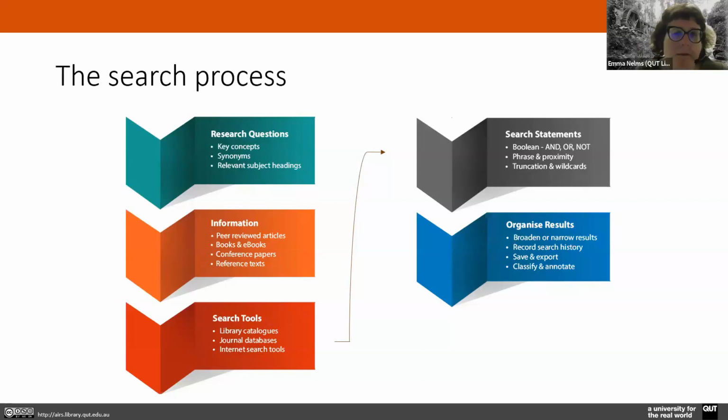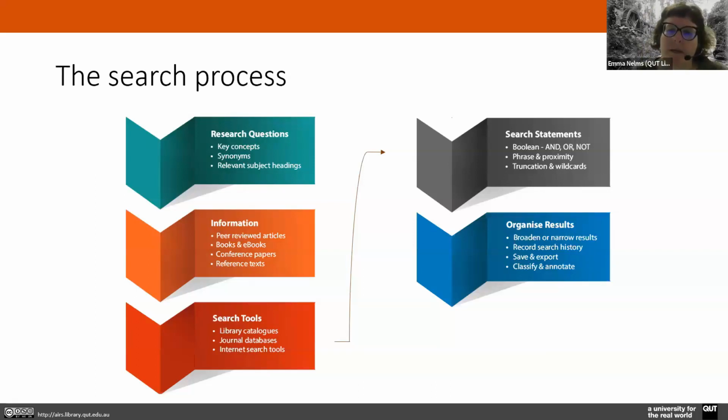There are a few other things around, and I think we've got a very good, strong collection here at QT. We've got about 800 databases. In terms of our resources, we're one of the big libraries in Australia. You'll use different search tools to access them: the library catalogue, the journal databases, and internet search tools such as Google Scholar. Today we're also looking at search statements such as Boolean operators, phrase and proximity searching, truncation and wildcards. They do come in useful. They're kind of backups for a lot of things as well.